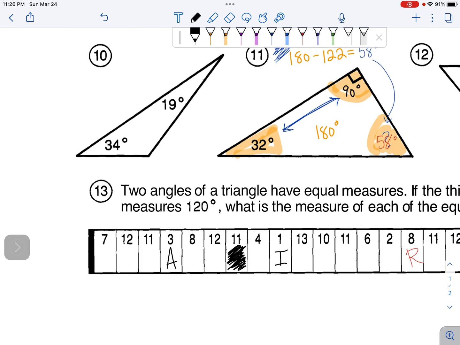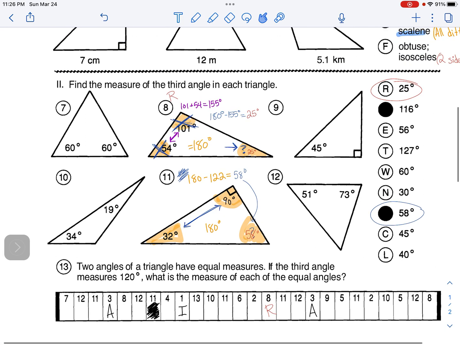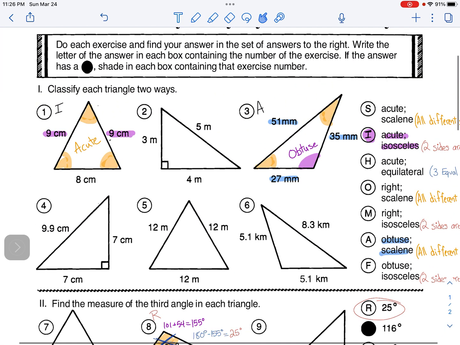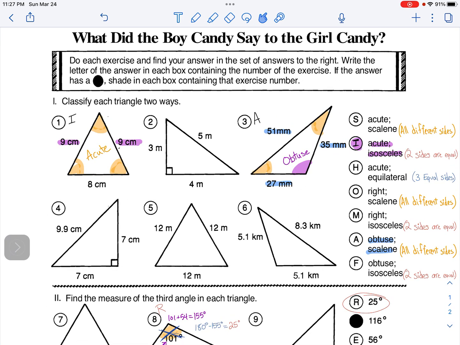All right, you got this. Do your best. Use your calculator down on the bottom. That'll make it easier. And for this one up here, just really make sure you're paying attention to what scalene, isosceles, and equilateral mean.